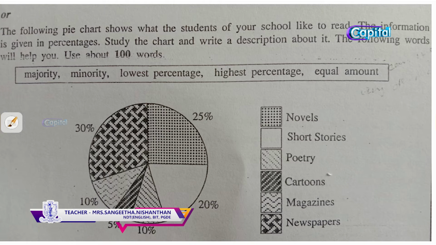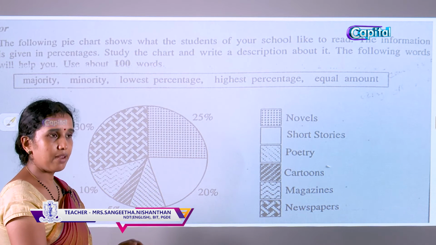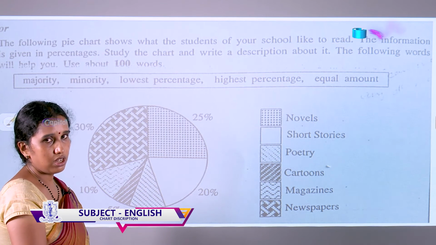The following pie chart shows what the students of your school like to read, the reading materials they would like to read. The information is given in percentages. Study the chart and write a description about it. You have to write it the same as for the bar chart.